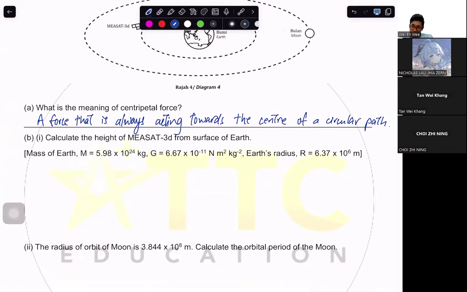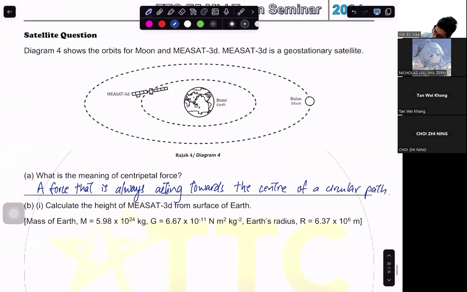All right. Next, calculate the height of the satellite from the surface of Earth. Okay, they want to know what is the height. Now, the height is this part only. This is the height. Okay.